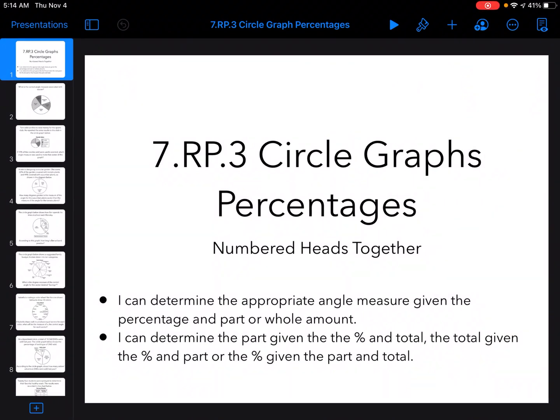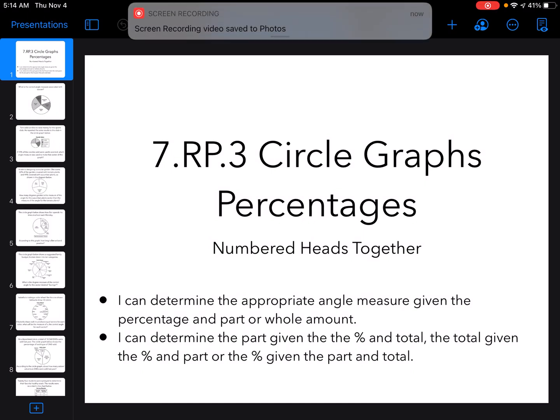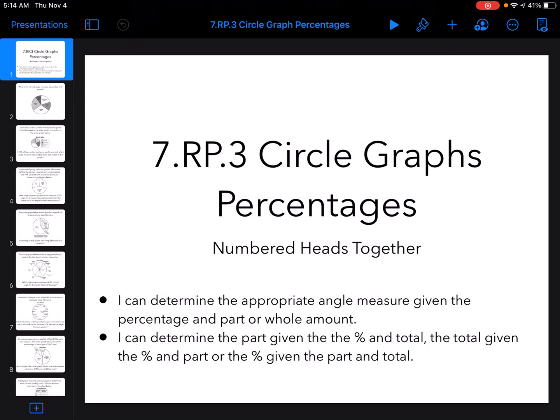Hi guys, today we're going to work on 7.RP.3 circle graph percentages. It's numbered heads together. So if you're in class, we're doing numbered heads together, but if you're not, then you're kind of working on this alone. This is going to be a question on your test next Thursday, so I want to make sure that you know how to do this.